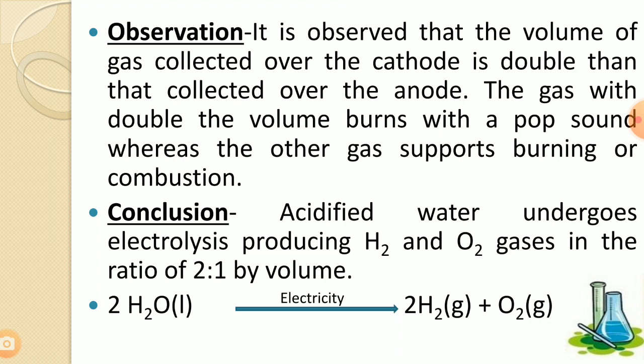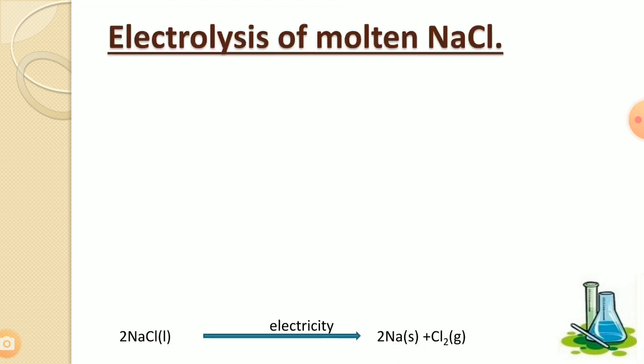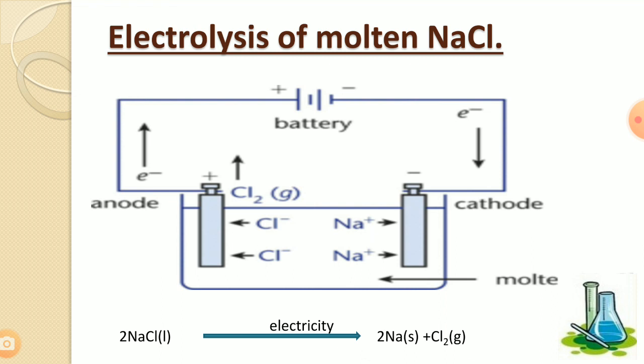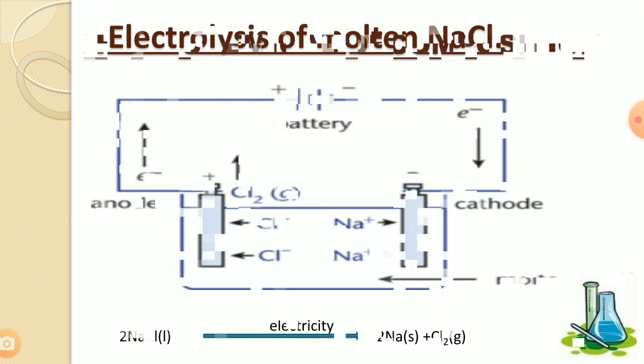Now they are formed in the ratio of 2:1 by volume as shown in the balanced chemical equation. Now this is another example, electrolysis of molten NaCl. We can see in the figure that when electricity is passed, sodium ions get deposited on the cathode by gaining electrons and form sodium metal. Chloride ions lose electrons and form chlorine gas at the anode. The chemical equation is shown below.